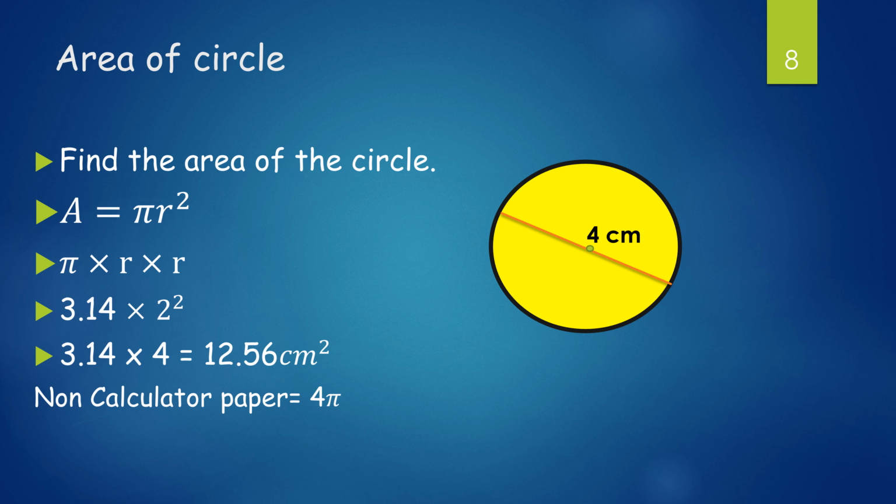Here is another example. We've got a diameter of 4, but we only need radius, so we must half it. So it's 2 squared. 2 squared is 4. 4 times pi is 12.56 centimeters squared. Again, in a non-calculator paper, you need to show it as only 4 pi.